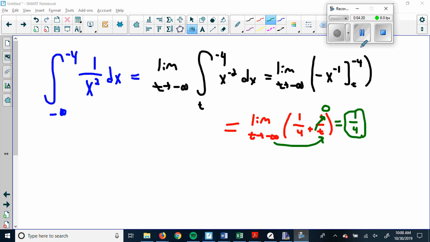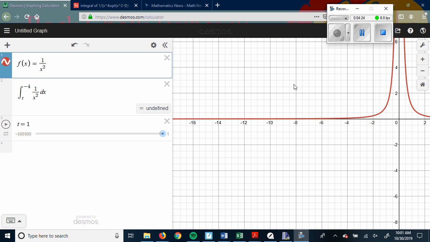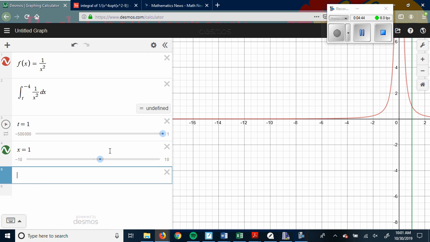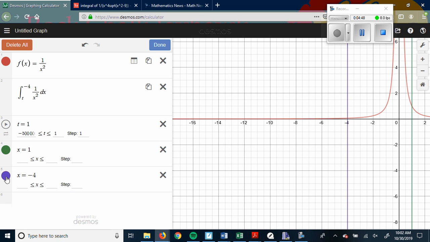All right, so let's take a look at this on Desmos and see what happens. As you can see here, I've plugged in 1 over x squared. I've moved it to the left a little bit so we can kind of see. You can see this gets smaller and smaller, and then it gets closer to 0. But notice what I've done here is I've plugged in 1. Well, 1 is over here. All right, let me graph x equals 1, and x equals negative 4. I'm going to put those both in green.